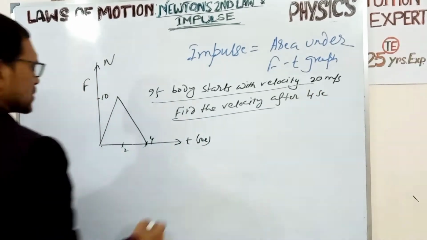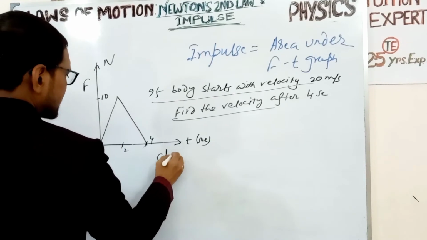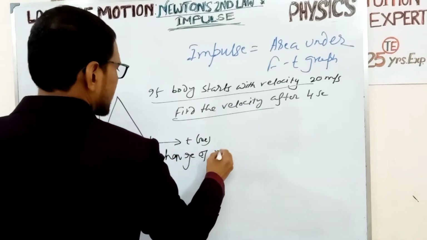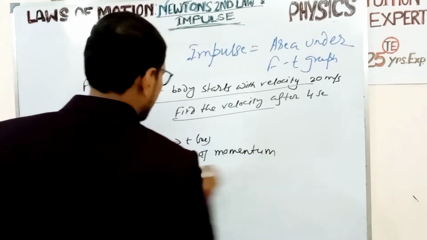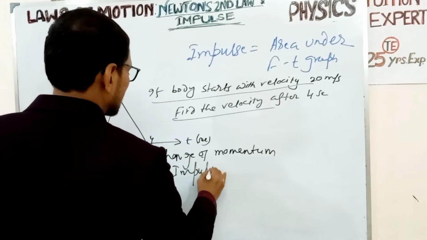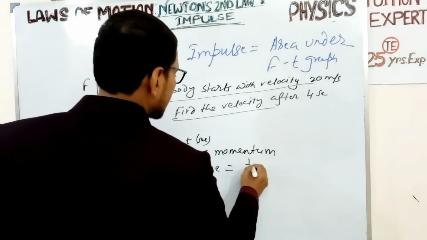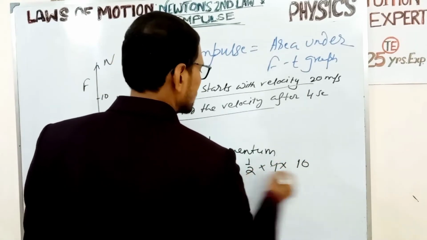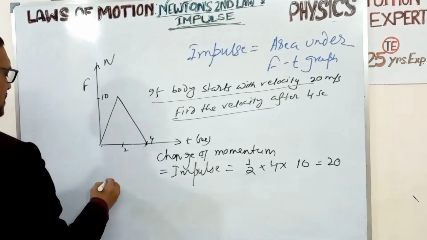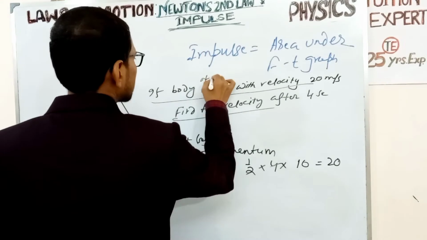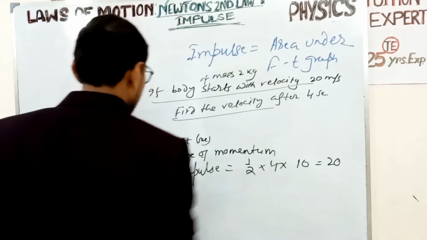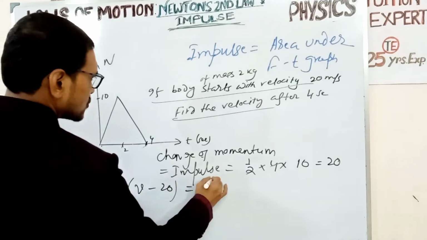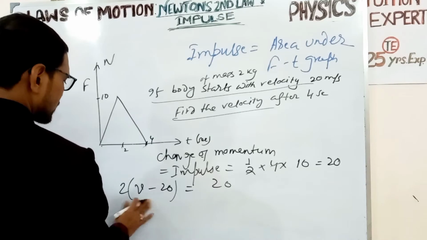So here the theory is: change of momentum, that is impulse, equals the area of the F-t graph. So the area equals half times base 4 times height 10, which equals 20. So change of momentum is mass times change in velocity. Here the body has mass 2 kg, suppose. Now mass is 2, final velocity minus initial is 20, so v equals 30.